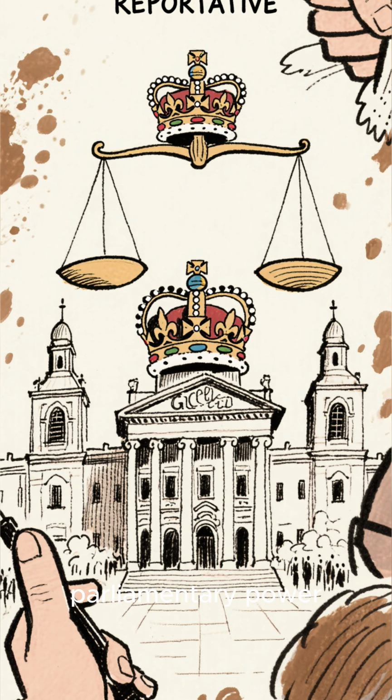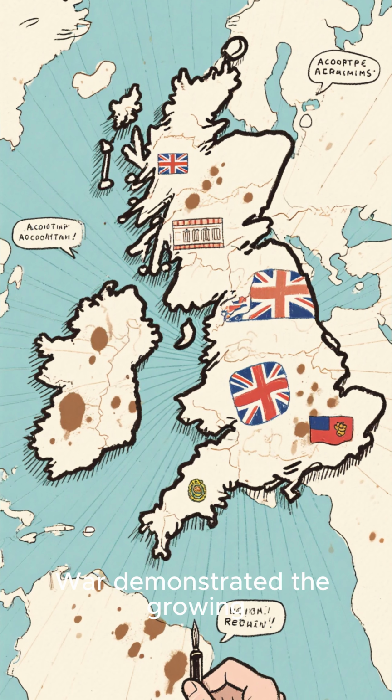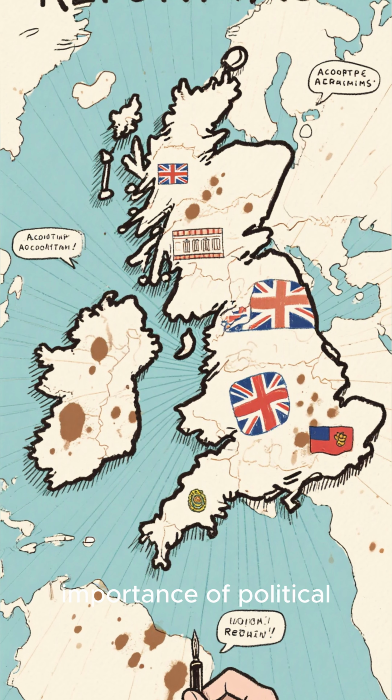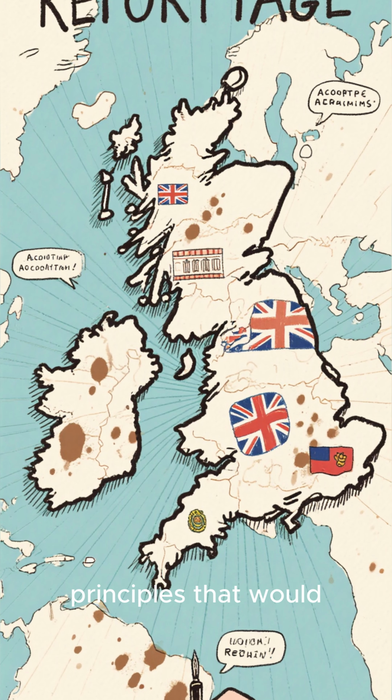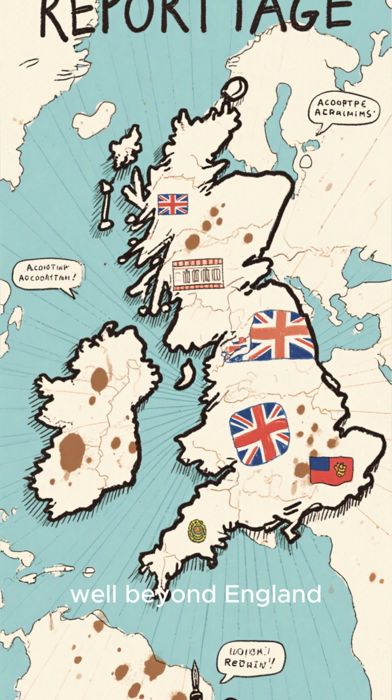royal and parliamentary power. The English Civil War demonstrated the growing importance of political accountability, representative government, and legal limits on authority, principles that would influence political thought well beyond England.